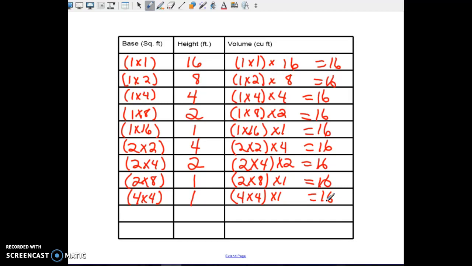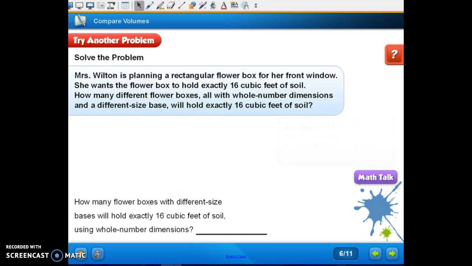So how many flower boxes of different sizes could she make? 1, 2, 3, 4, 5, 6, 7, 8, 9. Okay, so from our table we know that there could be 9 flower boxes.